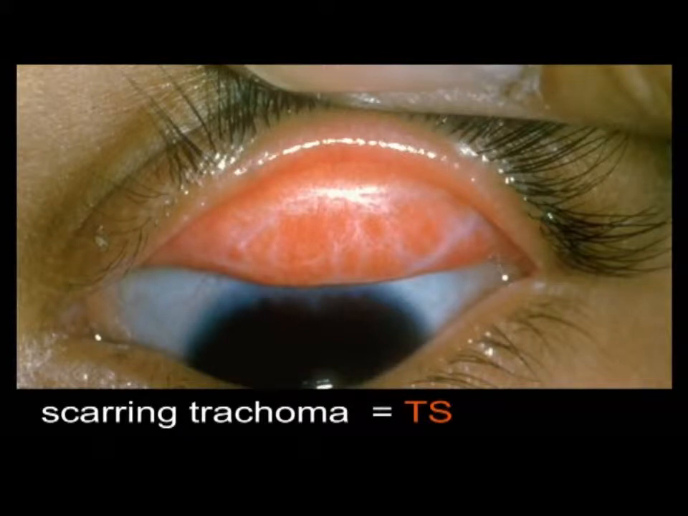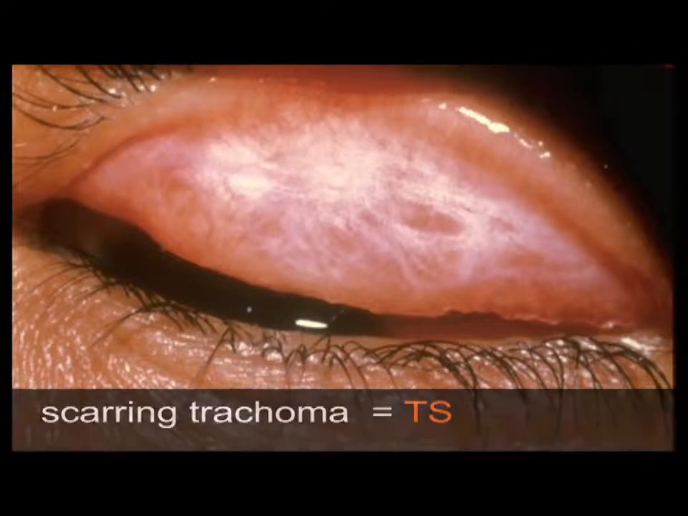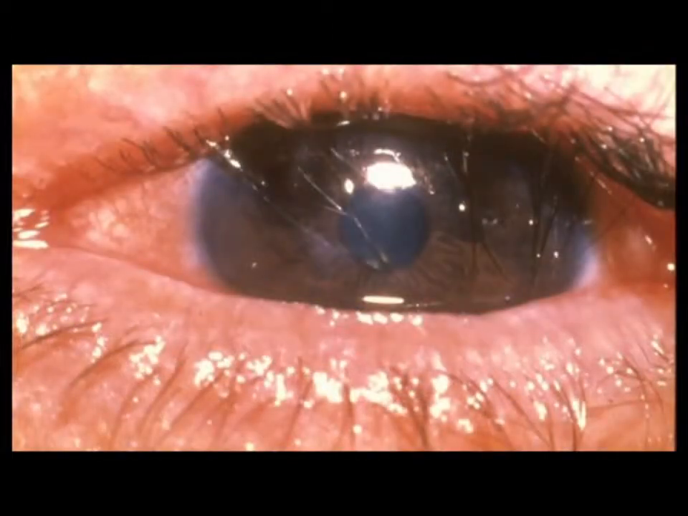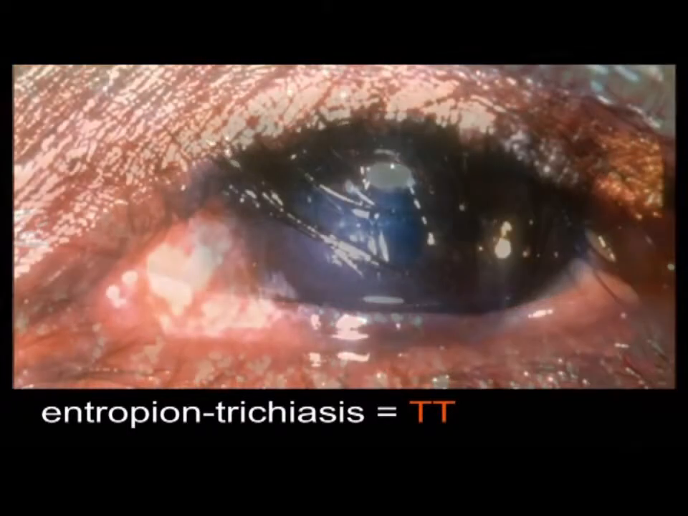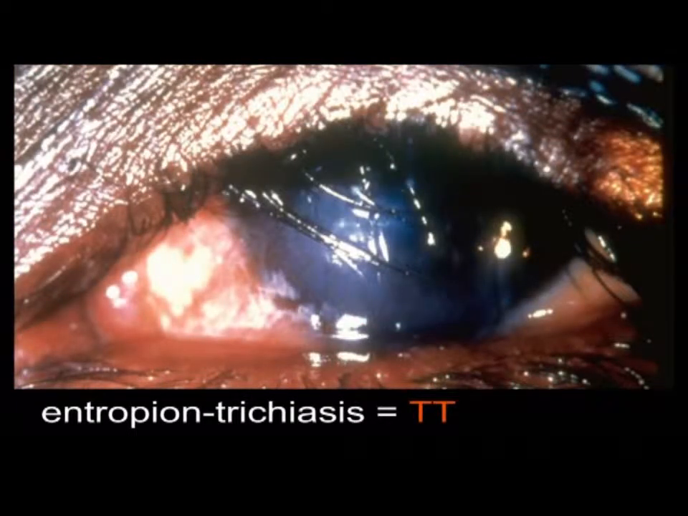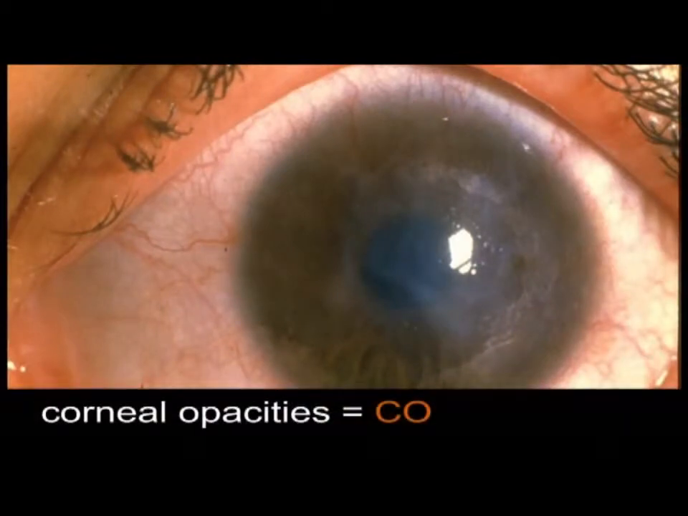In the scarring stage, or scarring trachoma, which occurs after repeated infections, lines of scar tissue appear on the conjunctiva. In the entropion trichiasis stage, or trachomatous trichiasis, at least 1 eyelash rubs against the eyeball. Finally, corneal opacities cover the entire pupil.